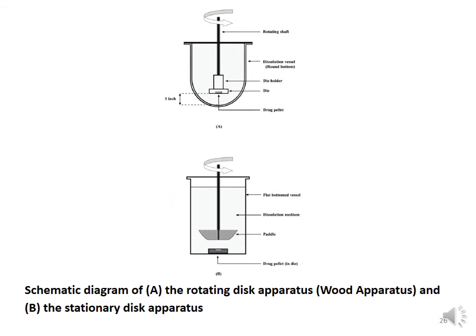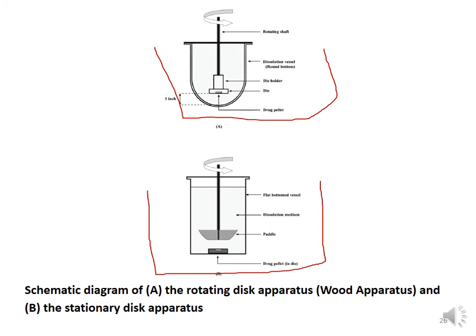This figure shows the rotating disc apparatus, called the Wood apparatus, and the stationary disc apparatus. In the Wood apparatus, the tablet is compressed in a rotating disc die. This is the disc die. The rotating disc is constructed of stainless steel, and the dissolution experiment is performed in a jacketed beaker that is heated by a water bath to control the temperature. This is the shaft that is rotating with the compressed tablet.